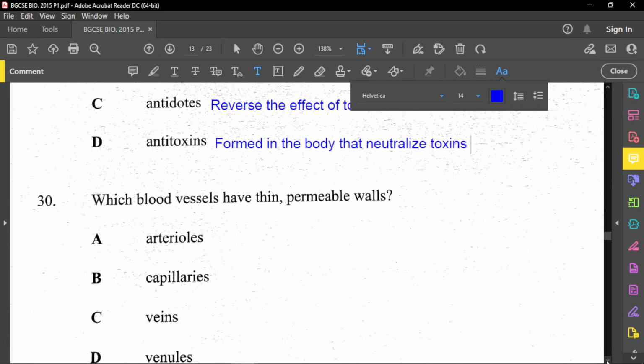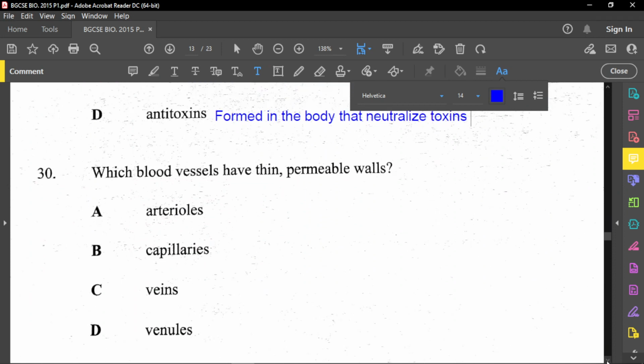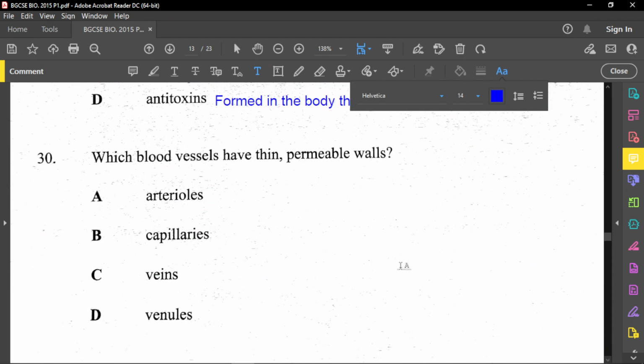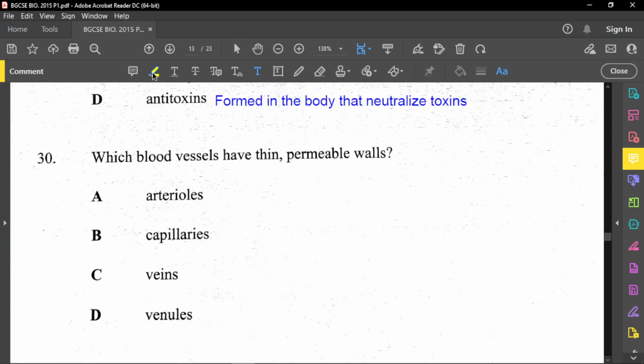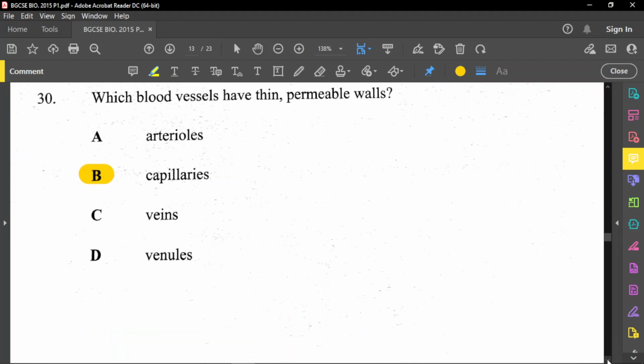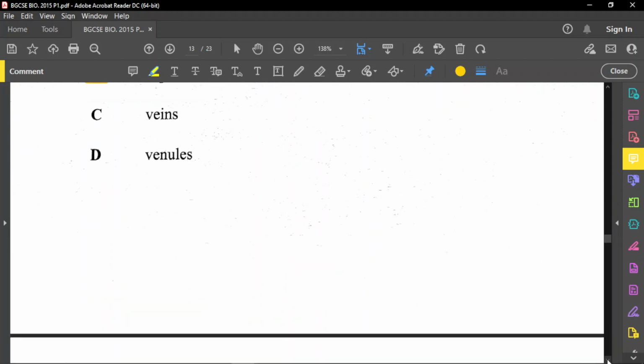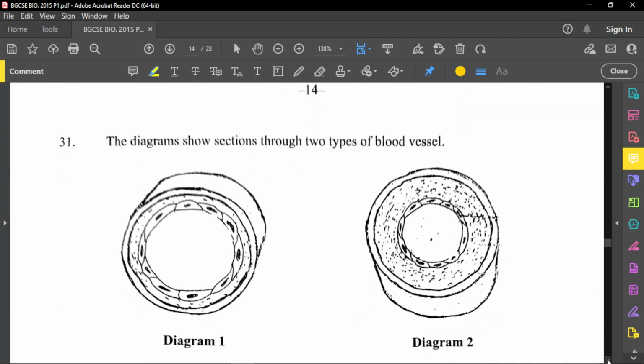Now, question 30 asks which blood vessel has thin permeable cell walls. By now, we don't need to discuss that, because capillaries have thin walls, and they are permeable because they allow substances to pass in and out of them. Also, if you look at the lymphatic system, you will notice that capillaries exchange substances between the blood and the cells of the body. All right, so question 31.